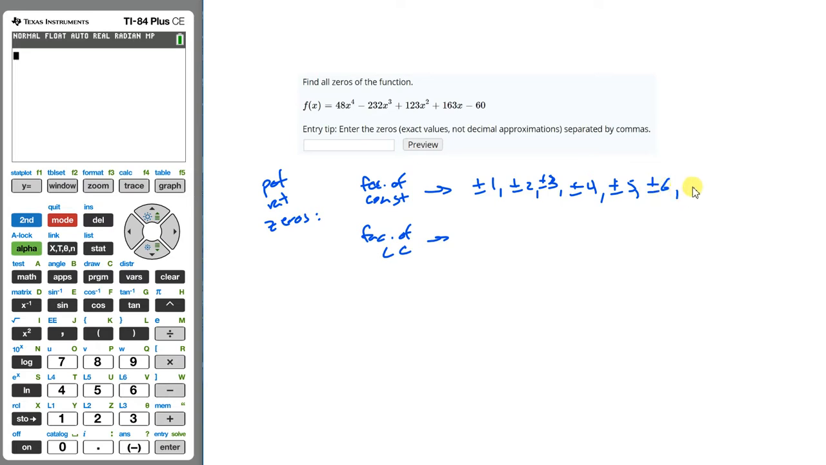It's getting pretty annoying already. Does 8 go into 60? No. 10 does, right? 12 does, because 12 times 5. Then 15, 30, and we're not even done yet. And then 60, so plus or minus 30, and then plus or minus 60.